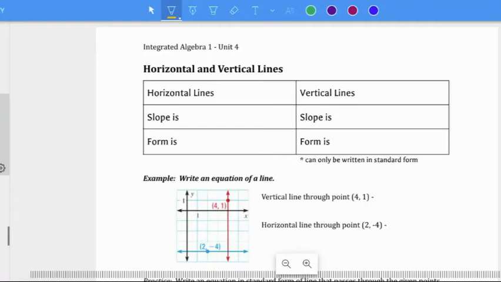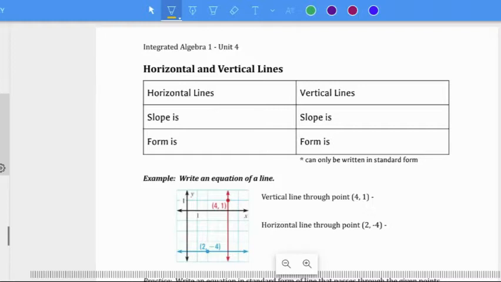Let's talk about horizontal and vertical lines for a few minutes. We've been talking about equations of lines, mostly slanty lines with positive or negative slopes. And the equations of the horizontal and vertical lines look a little bit different, and they threw us off a little bit when we were graphing.